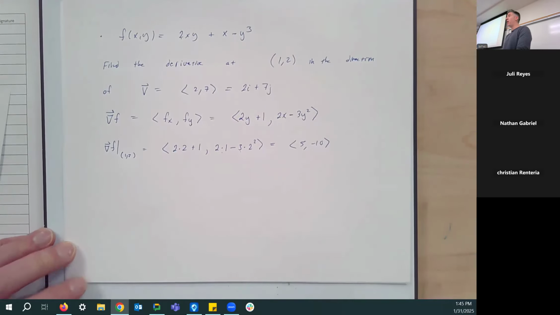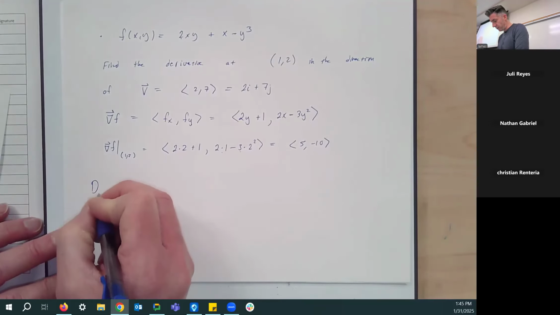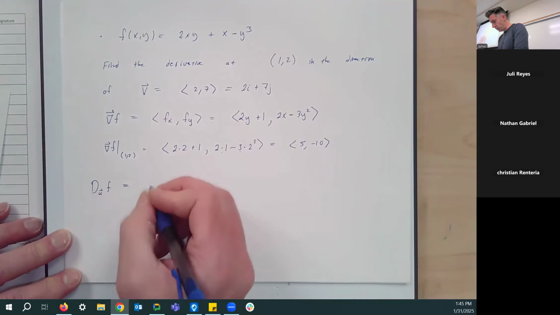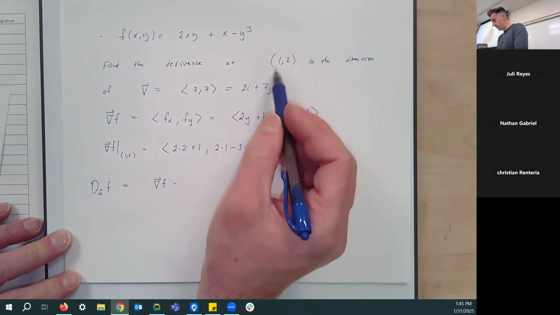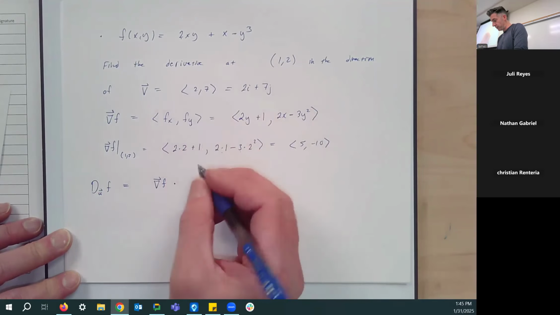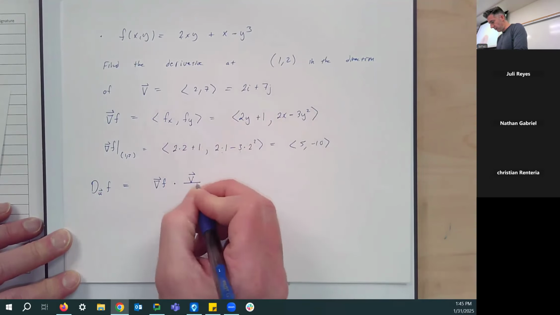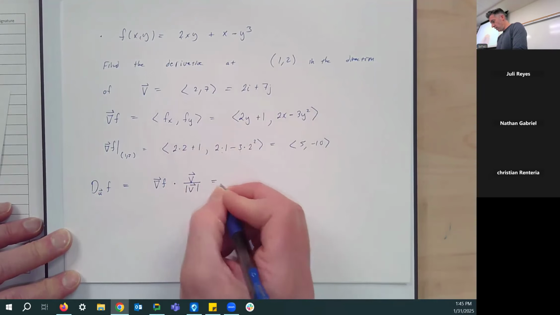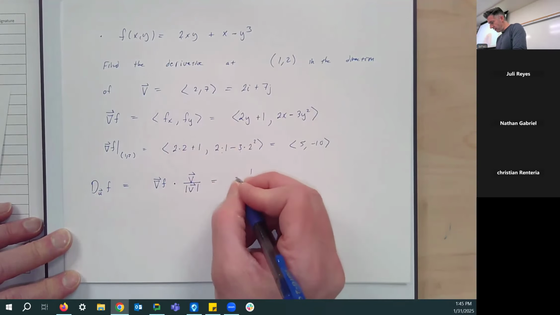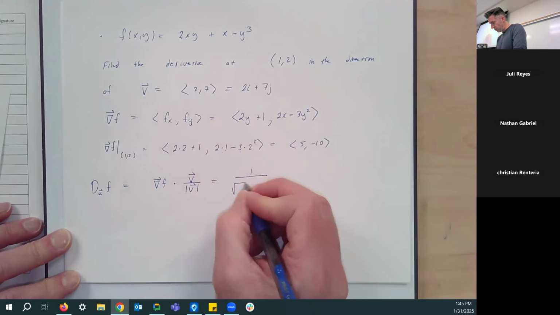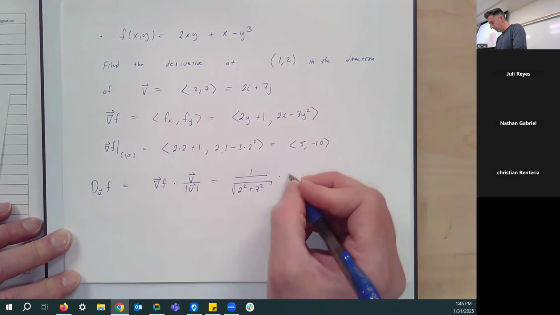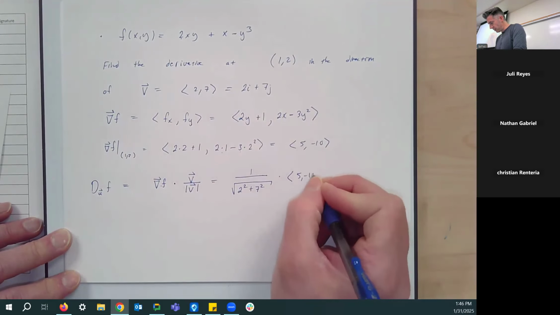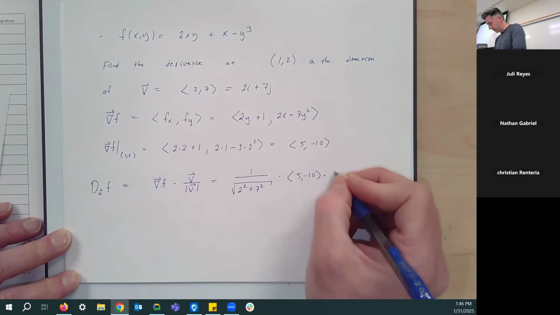And then we're going to dot that with the unit vector in the direction that was given. So our directional derivative is going to equal this gradient vector dotted with our vector v, but unitized or normalized. So the vector v divided by its own magnitude. I like to put that out in front, so I'm going to say we have 1 divided by the magnitude of v, which is the square root of 2 squared plus 7 squared, multiplied by the gradient of f, which is 5 negative 10, dotted with v, which is 2 comma 7.